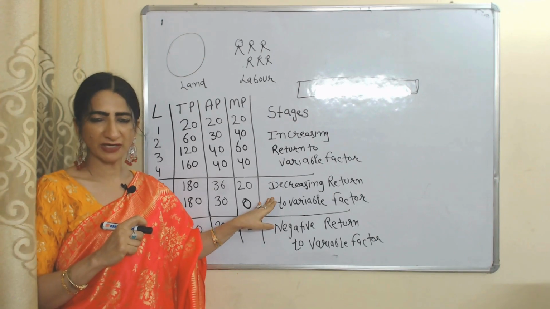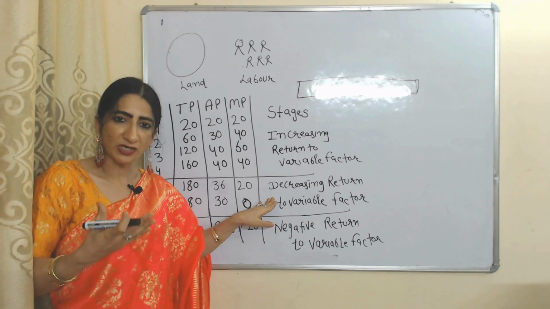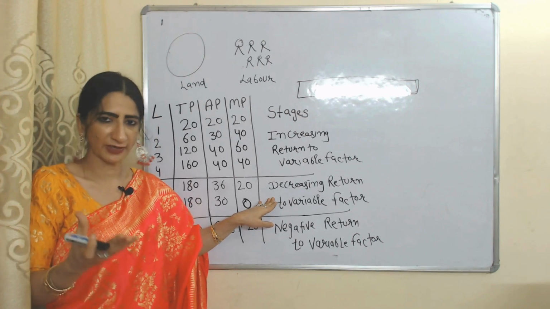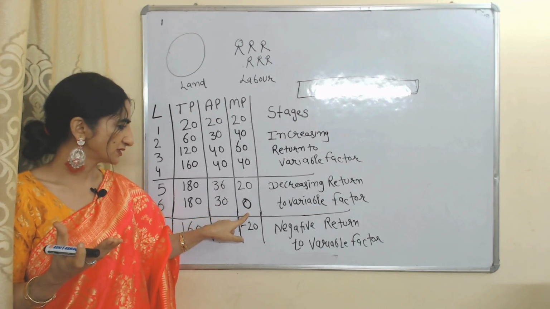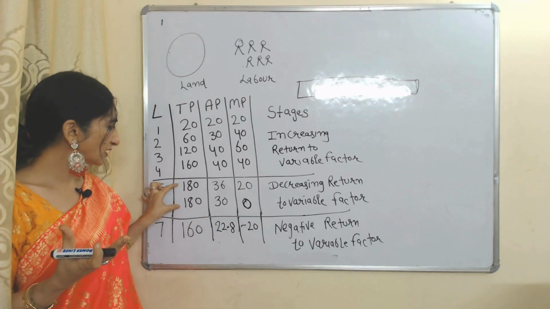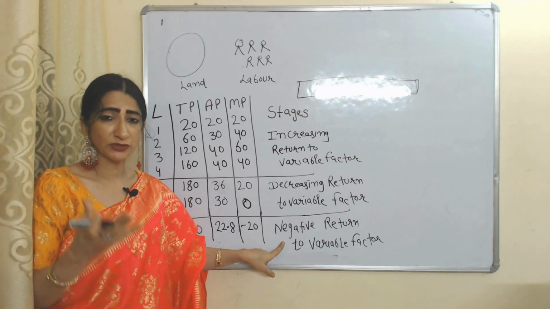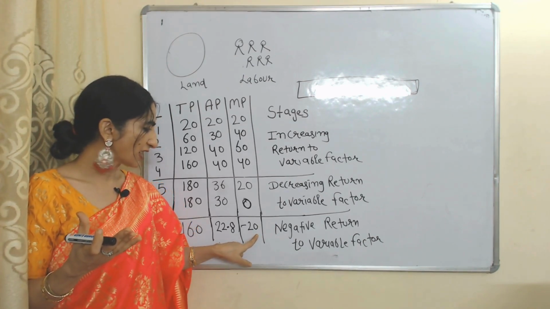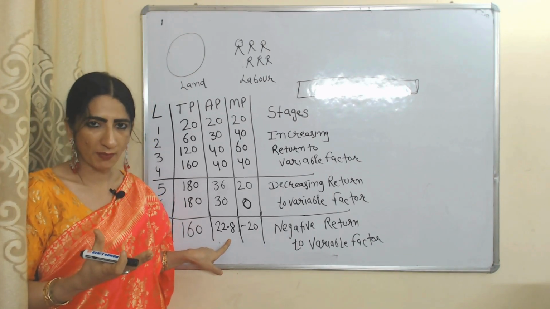Decreasing return to variable factor means the return on labor reduces. The marginal product of labor starts reducing because of over-utilization of the fixed factor, land. That's why my marginal product reduces and becomes zero. My average product also reduces and total product becomes maximum. Negative return to variable factor means too much utilization of the fixed factor, land. That's why my marginal product becomes negative and the average product reduces so much.